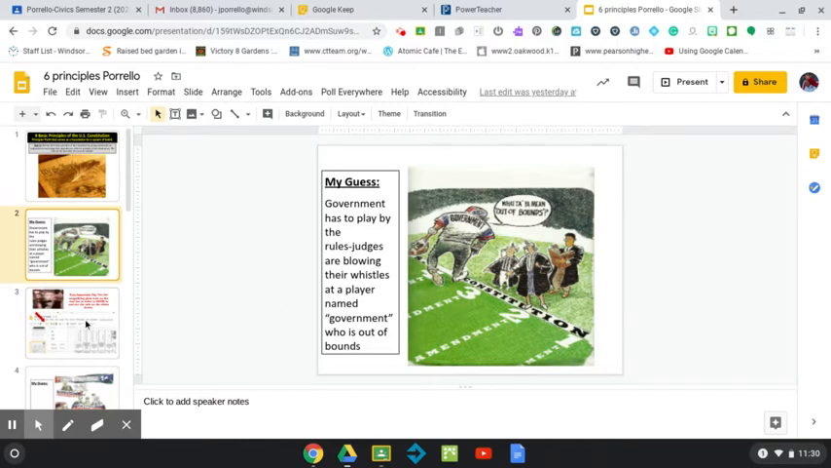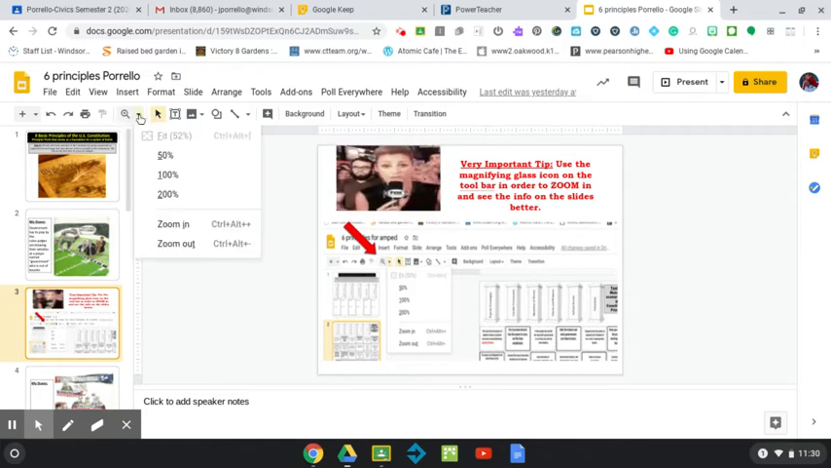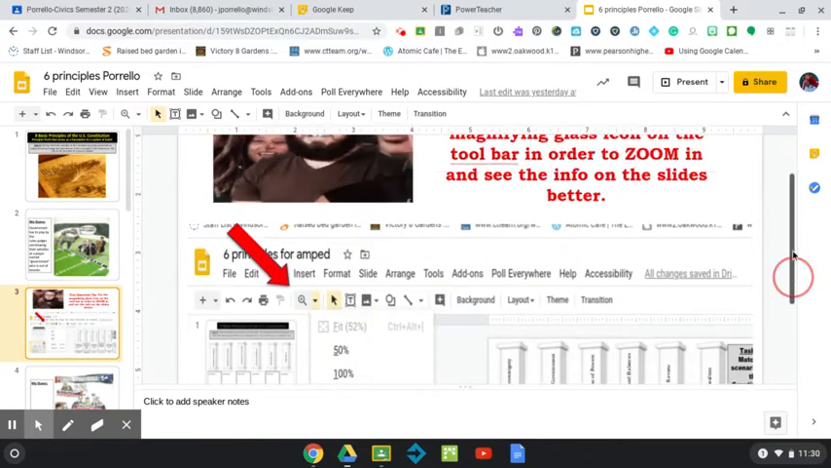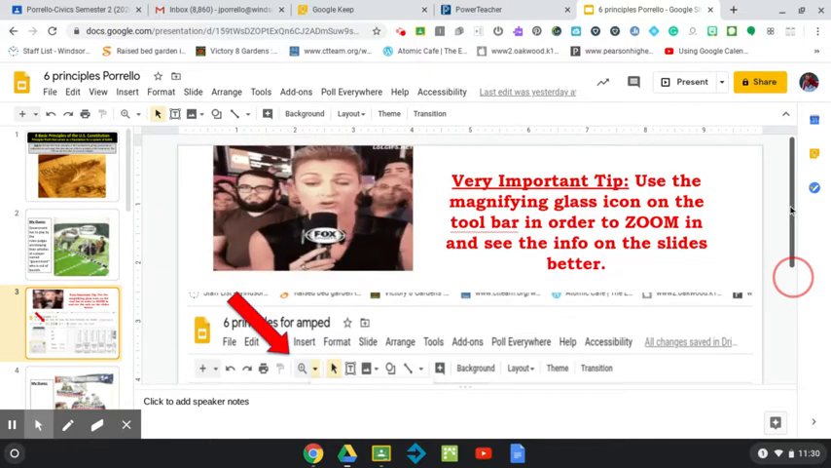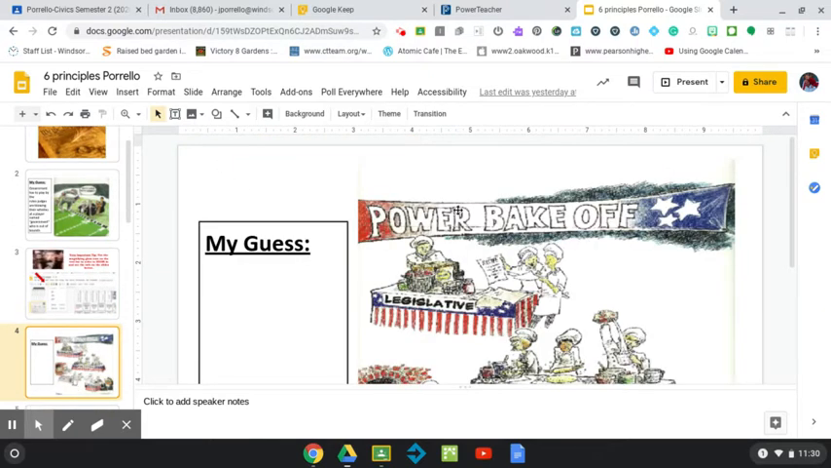One thing I want to note here is that for these Google Slides, it can be kind of difficult to see some of the stuff. So I highly suggest you go to this magnifying glass icon here and you zoom in as needed. Right now we're at 52%, but if you zoom into 100%, you can see way better. Okay. All right. So here we are again.